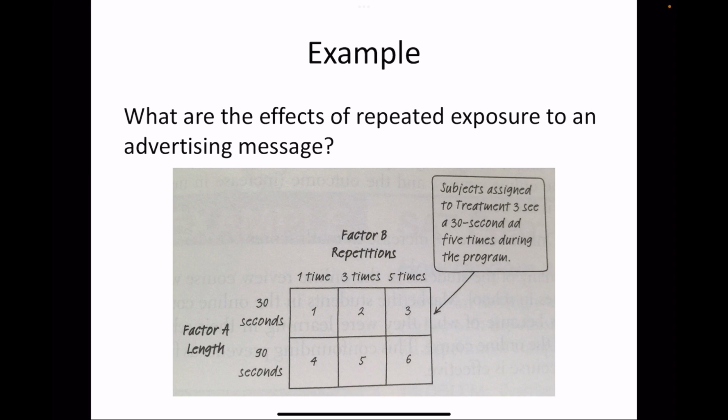We bring them in, we divide them into 6 groups, and then each one of those 6 groups becomes a treatment. And then the number of times or the amount of seconds are called the levels of those factors. So the factors here are the different variables that you're studying.